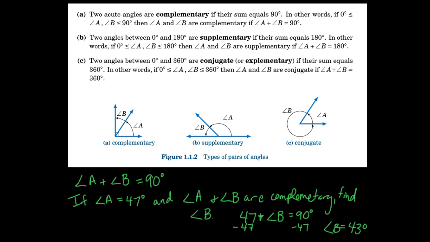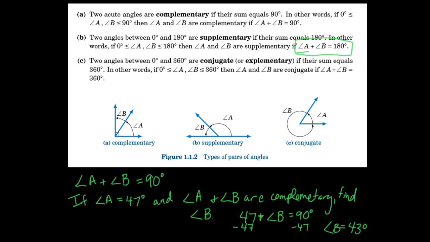We also have two angles between 0 and 180 degrees are supplementary if their sum equals 180 degrees. Once again, there's this concept that angle A plus angle B equals 180 degrees. And two angles between 0 degrees and 360 degrees are conjugate, or explementary, if their sum equals 360 degrees.